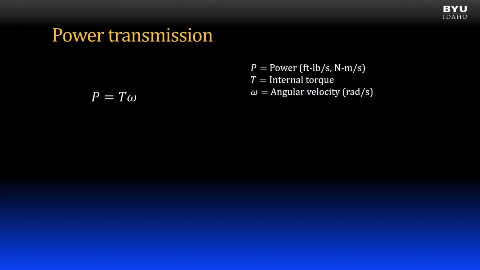Finally, power transmission in a shaft. The power transmission formula is power is equal to torque times angular velocity. Units can be tricky with this equation. In U.S. customary units, units for power should be in foot-pounds per second or inch-pounds per second. However, horsepower is often used.